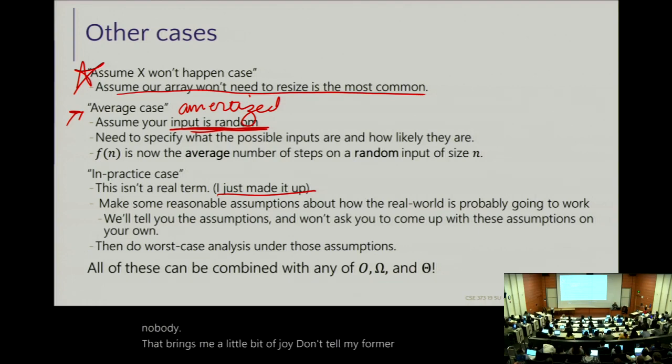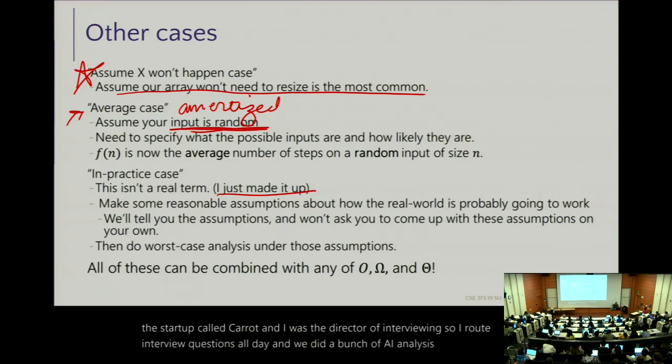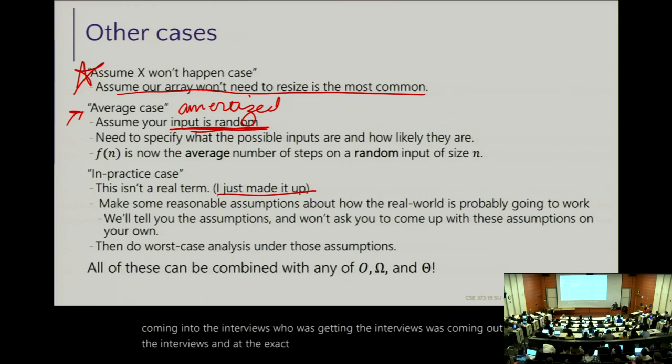So I used to work at the startup called Carrot, and I was the director of interviewing. So I wrote interview questions all day, and we did a bunch of AI analysis on who was coming into the interviews, who was getting the interviews, who was coming out of the interviews. And at the exact same moment that I was doing that analysis, Amazon released a really embarrassing report. And I still don't know why they decided to release it publicly, because honestly, not a good look.